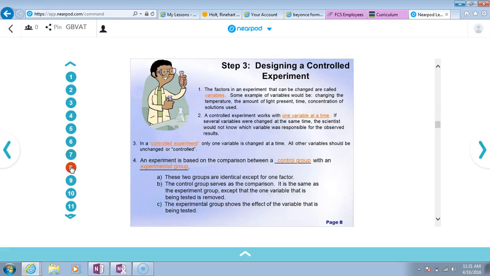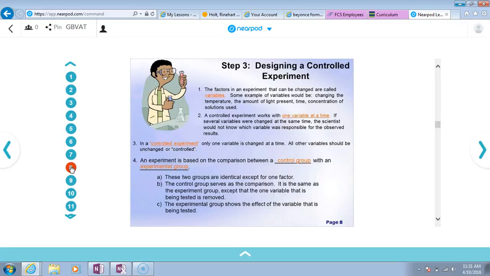All right. Step 3, designing a controlled experiment. Number 1 says the factors in an experiment that can be changed are called variables. I'll read it again. The factors in an experiment that can be changed are called variables. Some example variables would be changing the temperature, the amount of light present, time, concentration of solutions used. These are things that you can actually, in other words, control.